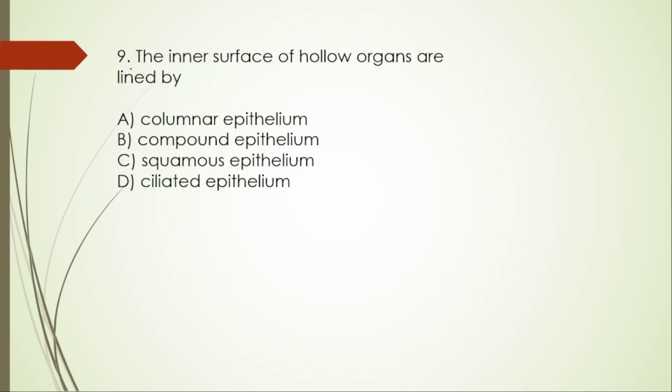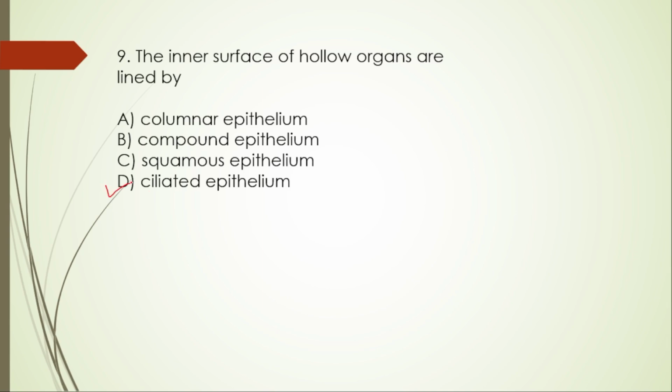Next question, that is question number 9. The inner surface of hollow organs is lined by A. columnar epithelium, B. compound epithelium, C. squamous epithelium, and D. ciliated epithelium. So here the right option is ciliated epithelium.